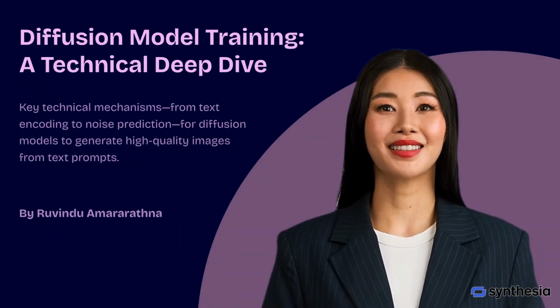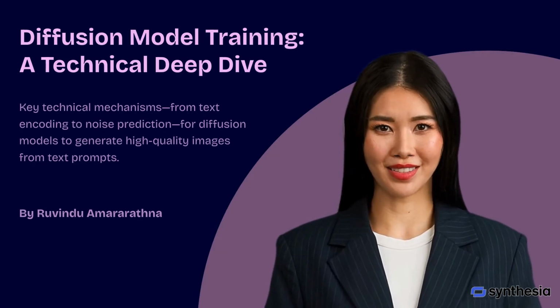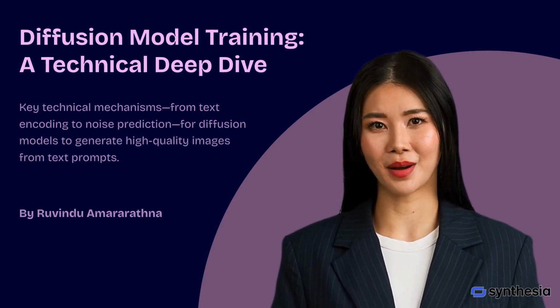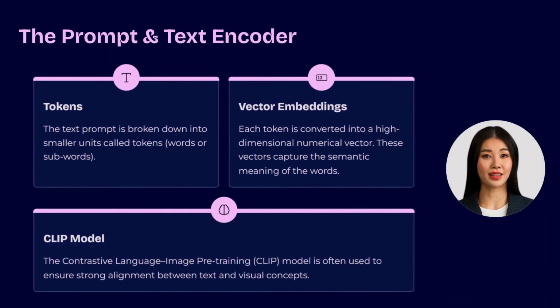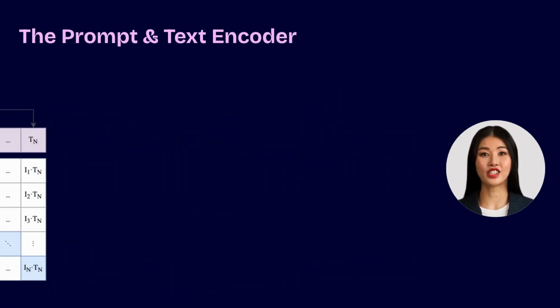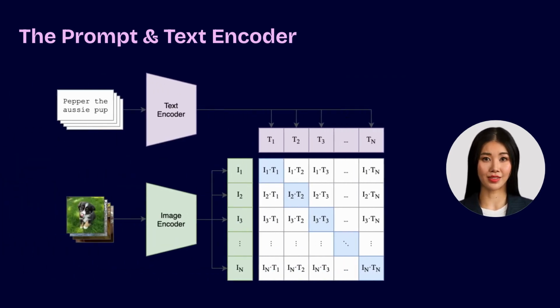Hi everyone. In this part, we will dissect the training process step by step to understand how these models are built from the ground up. The entire generative process is guided by a text prompt. For the model to understand this prompt, it must first be converted into a meaningful numerical representation. This is achieved using a pre-trained text encoder such as CLIP.